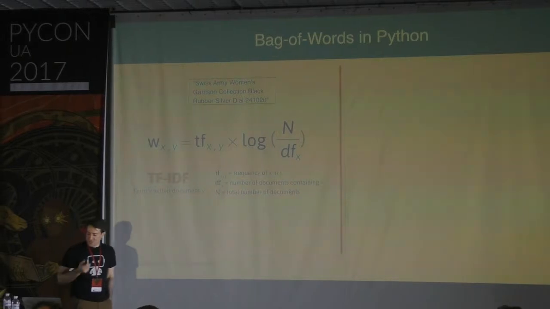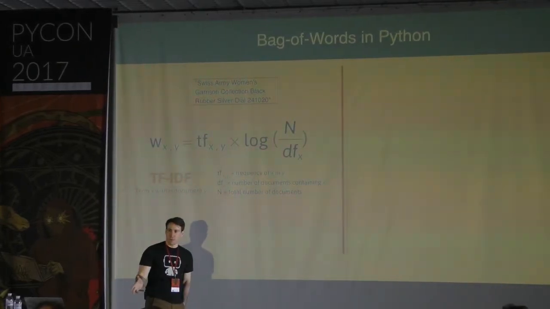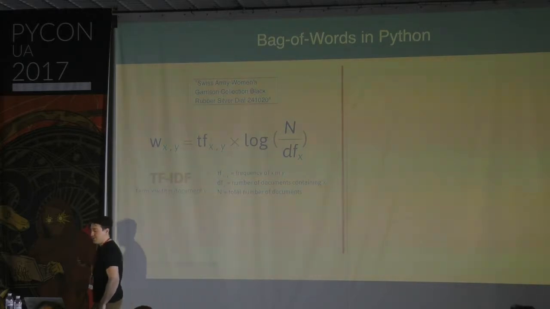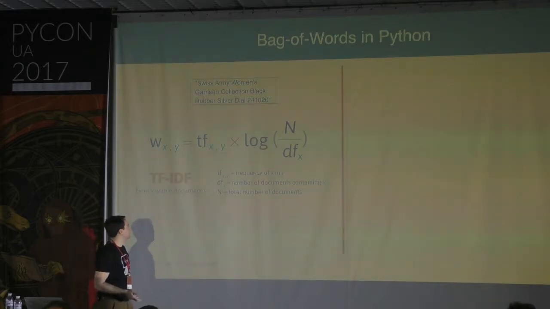So what is TF-IDF? Just briefly, there are two components to it. There's a term frequency component, which just counts the number of times a word occurs in that particular document. For example, Swiss occurs once in the document, Army occurs once in the document, woman occurs once in the document, and so on.